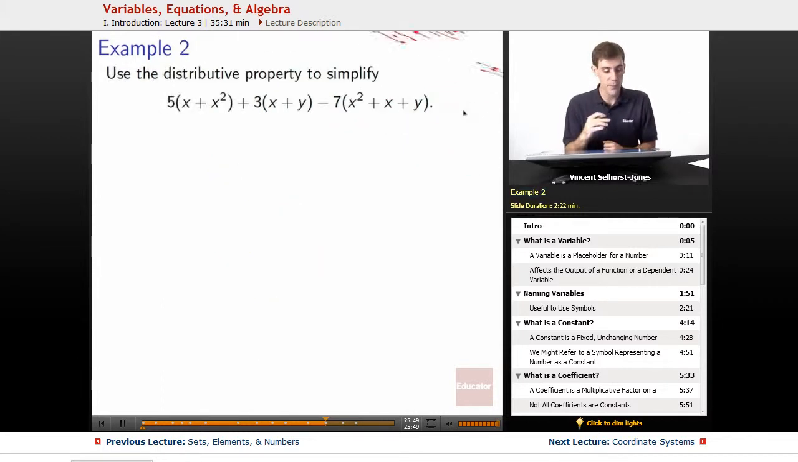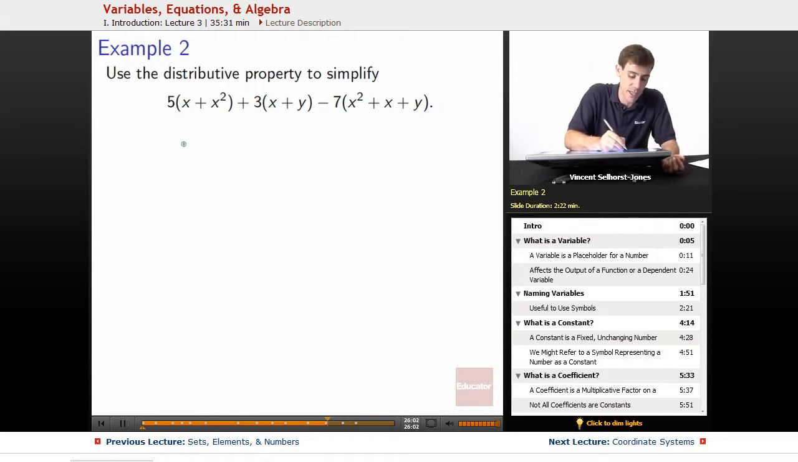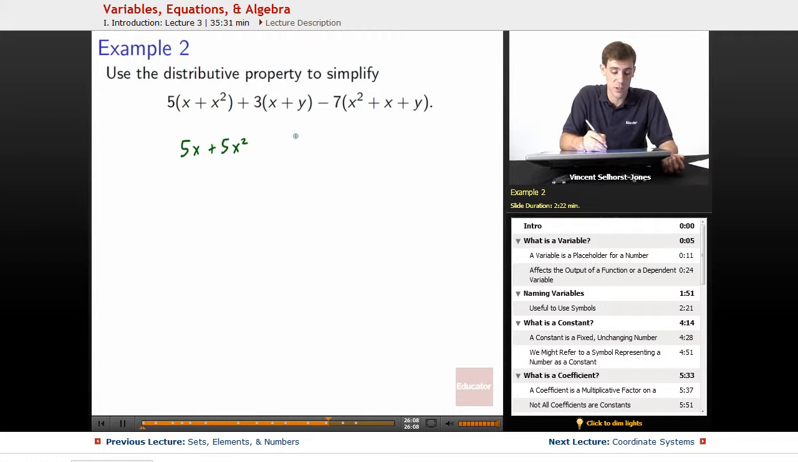All right. Example 2, we use the distributive property to simplify. 5 times quantity x plus x squared plus 3 times quantity x plus y minus 7 times quantity x squared plus x plus y. So 5 times x plus x squared becomes 5x plus 5x squared. Plus 3 times quantity x plus y becomes plus 3 times x plus 3 times y.